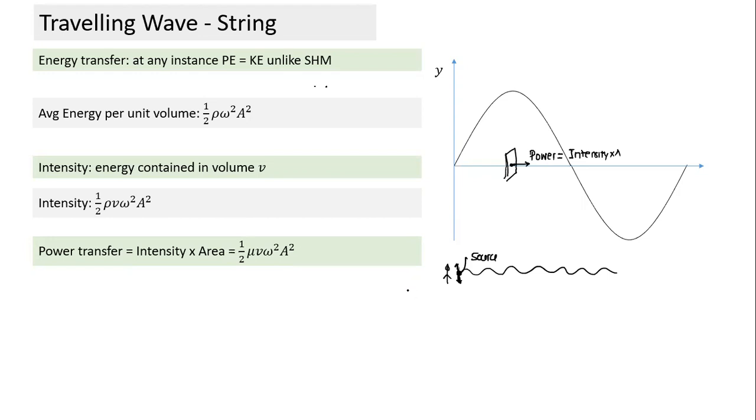No, sir, I understood that, but I wanted to know how rho into A becomes mu. Okay, this part here? No, sir. From intensity multiplied with area, right?